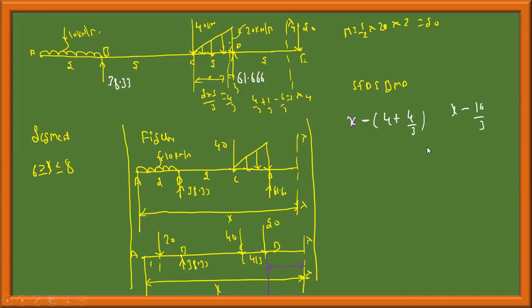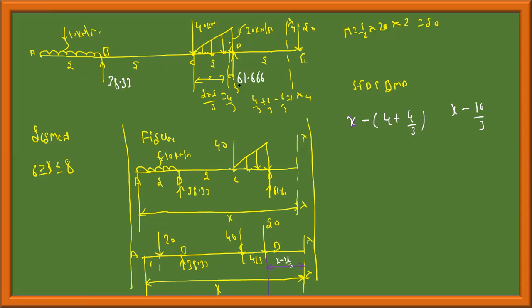Okay, now this is x minus 16 by 3, x minus 4 by 3... okay, this is x minus 16 by 3.